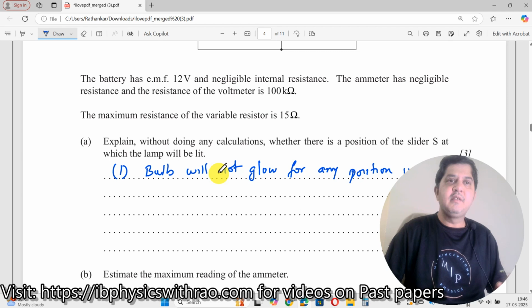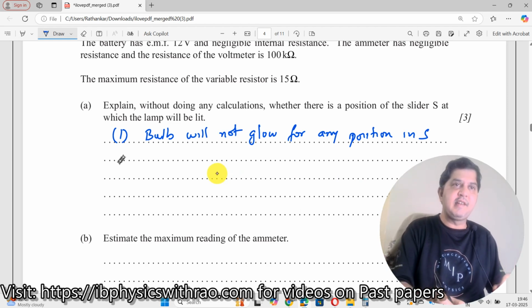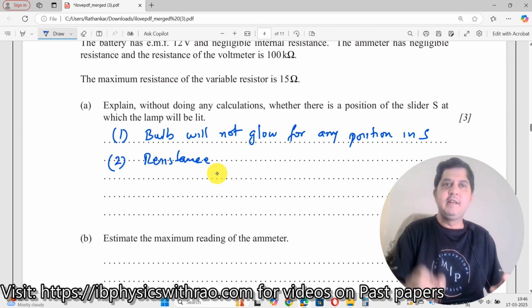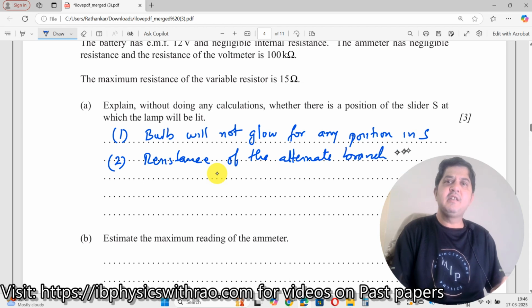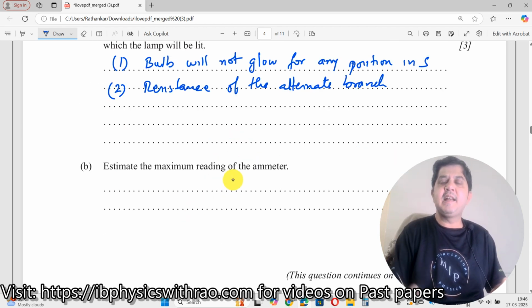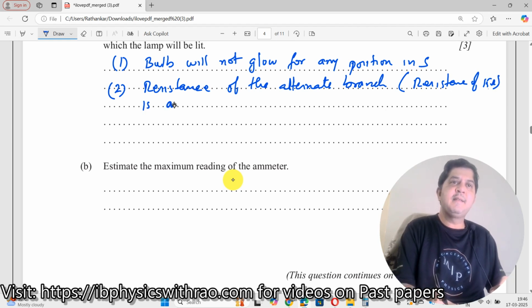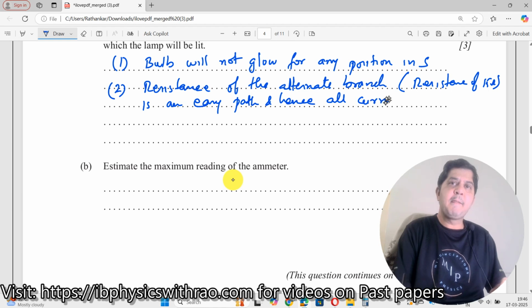Now I need to write the second point. The second point is the resistance of the alternate branch. What is the alternate branch? The alternate branch is nothing but the branch containing the resistance of 15 ohms, which is an easy path, and hence all the current will pass through.